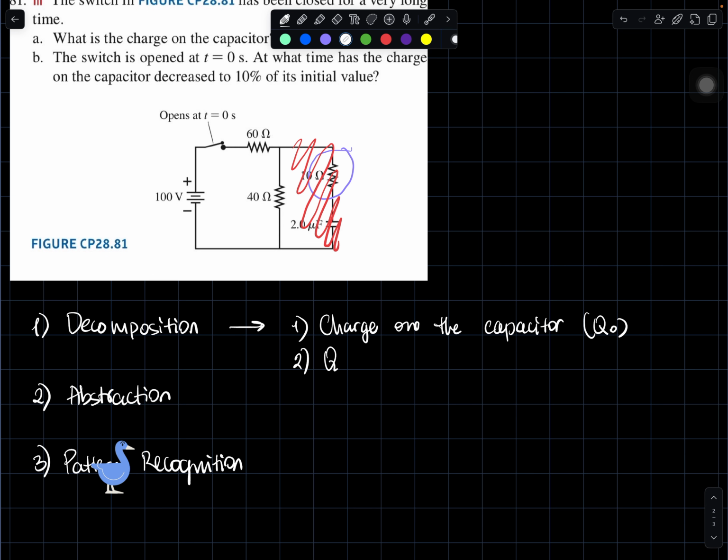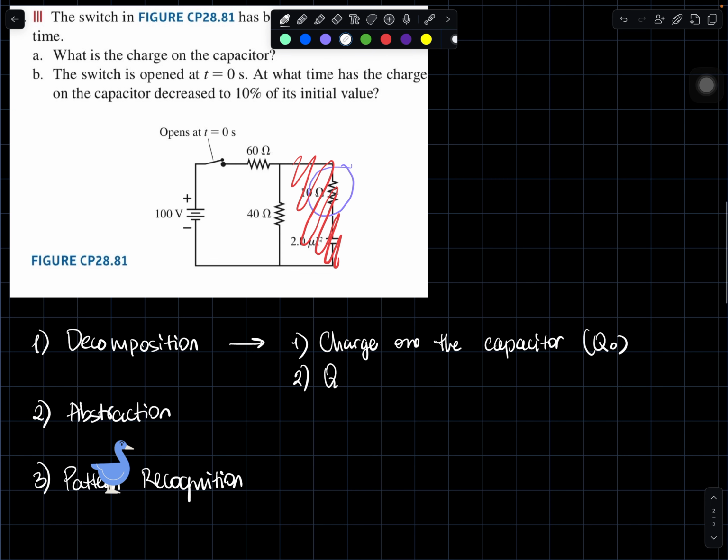So in pattern recognition, I can recognize the same pattern from problem 1. To find tau, I need to identify the equivalent resistance and the capacitance of the discharge, exactly like I did in question 1. The key difference here is that first I need to figure out which resistors remain in discharge after the switch opens. So the 60 ohm resistor is disconnected with the switch. So only the 10 ohm and 40 ohm resistors remain.